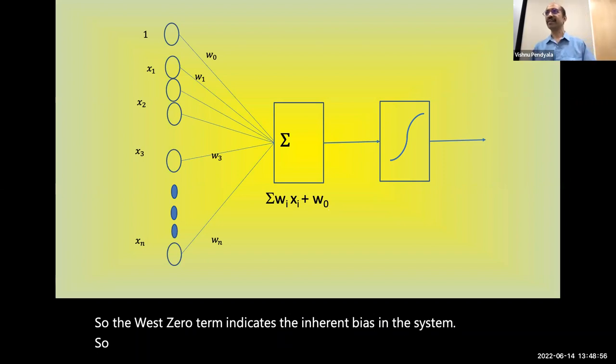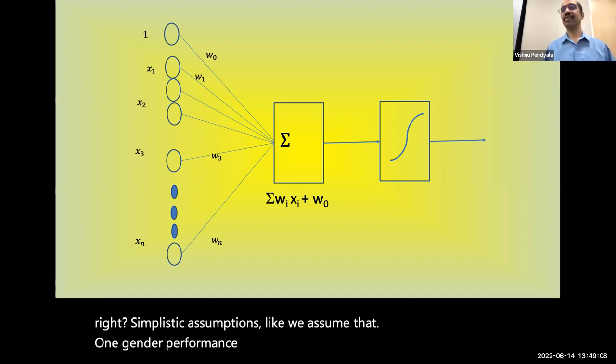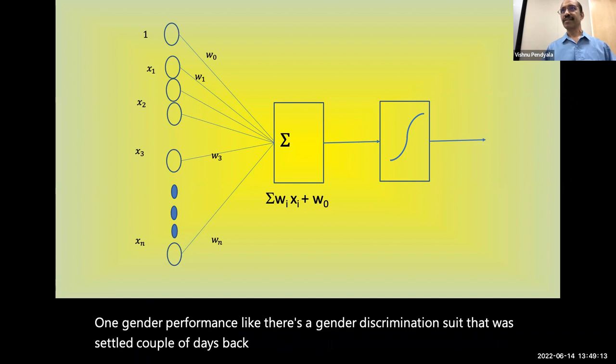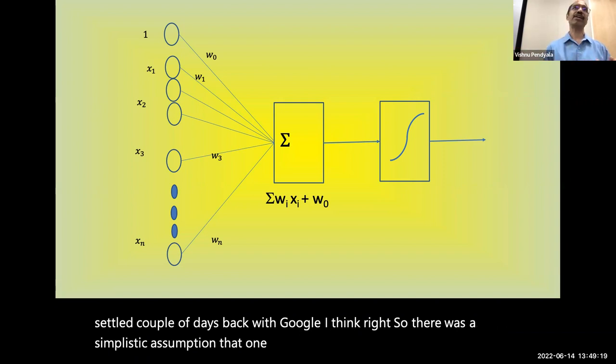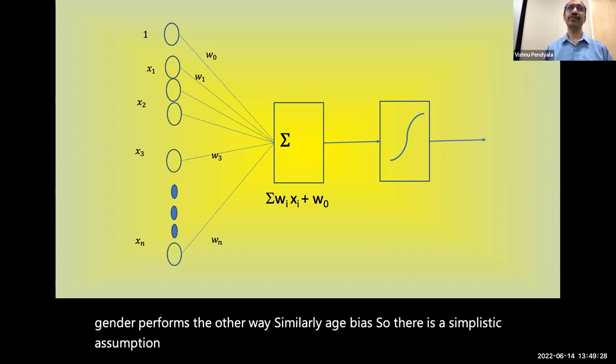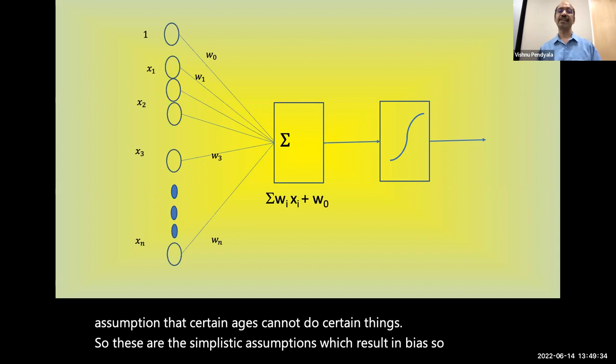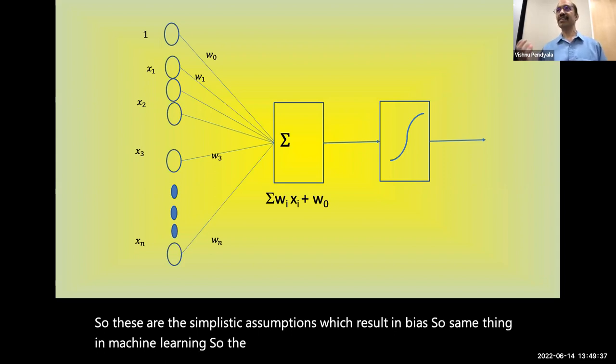So what is bias? In the real world, what is bias? Bias stems from assumptions, right? Simplistic assumptions. Like there's a gender discrimination suit that was settled a couple of days back with Google, I think, right? So there is a simplistic assumption that one gender performs one way and the other gender performs the other way. Similarly, age bias. There's a simplistic assumption that certain ages cannot do certain things. So these are simplistic assumptions which result in bias. Same thing in machine learning. There are simplistic assumptions which result in bias.